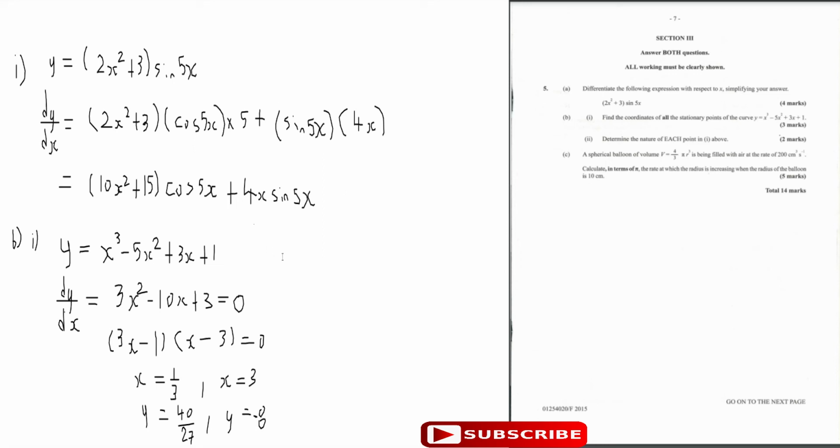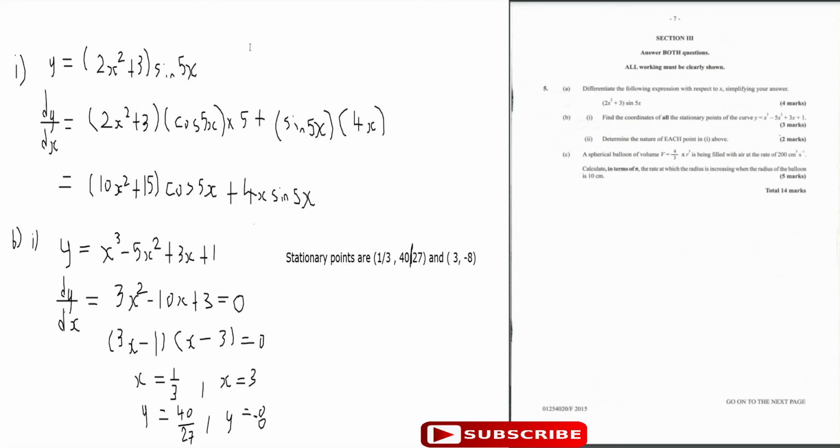So we can tell them that the stationary points are 1 over 3, comma, 40 over 27, and 3, negative 8. Those are the stationary points. Nice and easy.